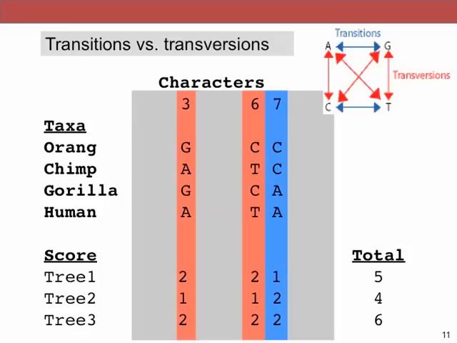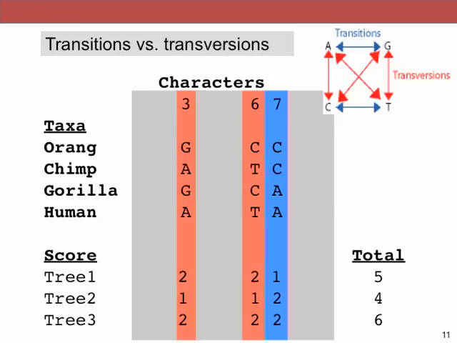Character 3. There are 2 character states, G and A. The changes that we inferred occurring along the tree were either A to G or G to A changes. Those are changes between purines, and therefore those are transitional changes. C to T, for character 6, the changes that we inferred on the trees for character 6 are also transition changes. They're changes between pyrimidines.